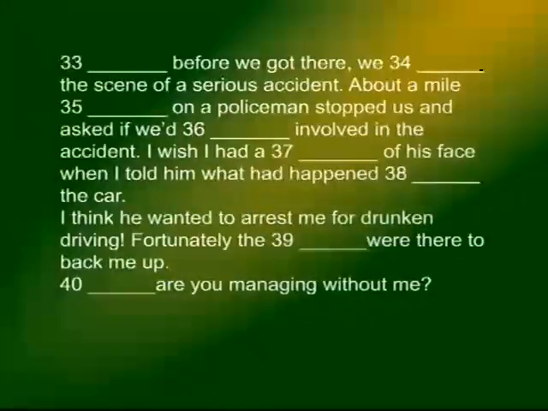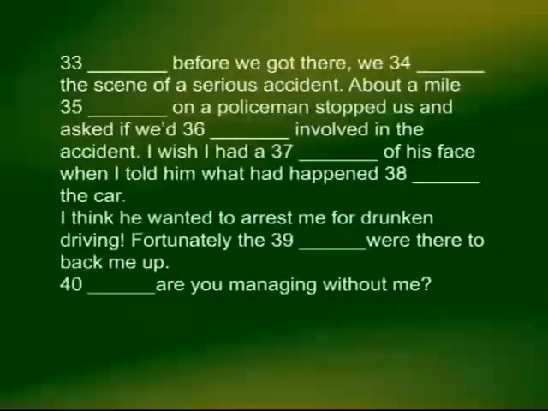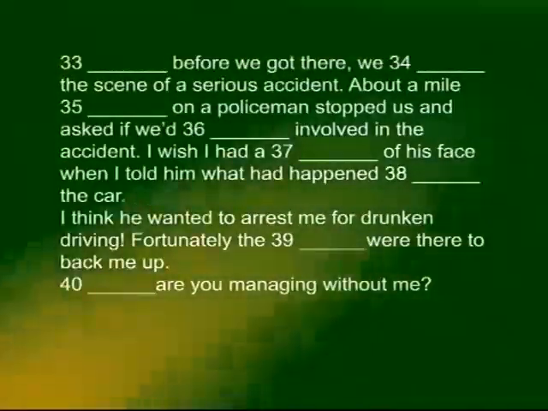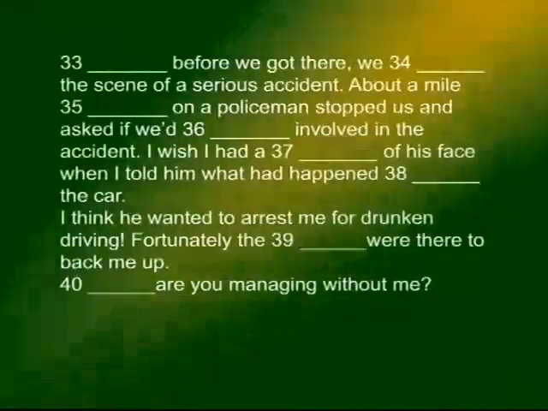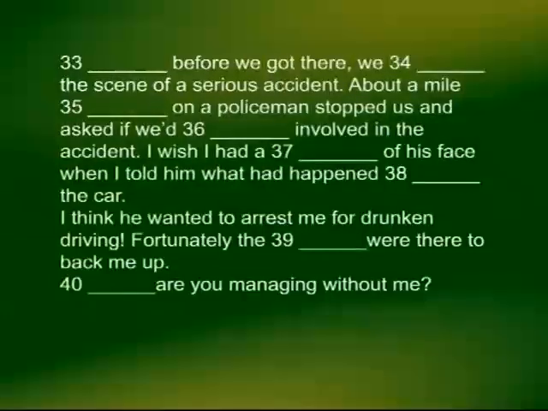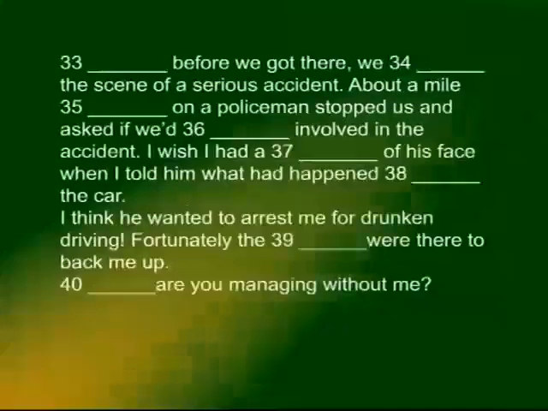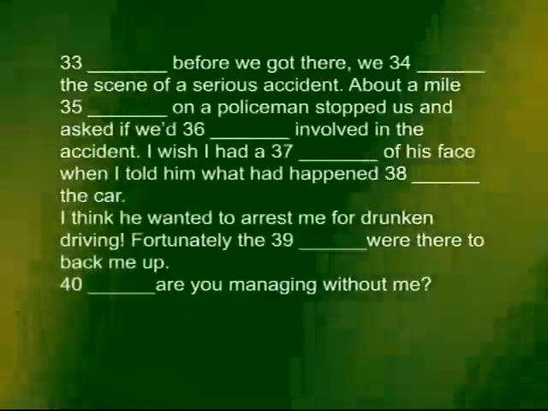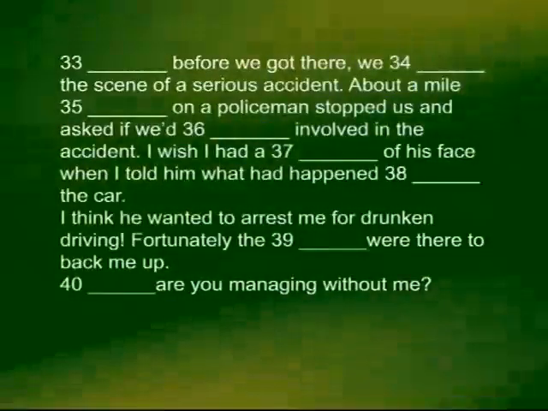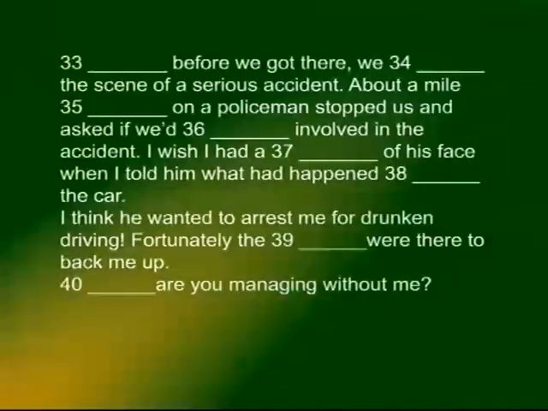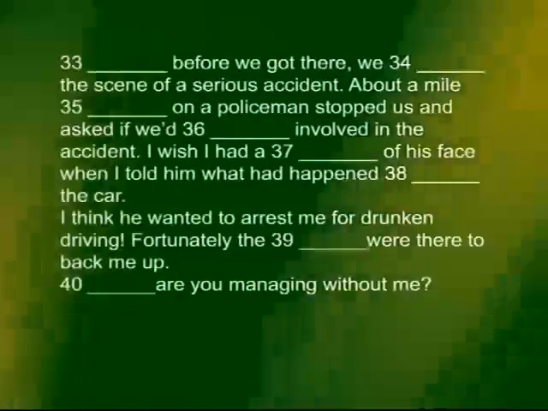Why did he ask? He asked because he saw that the car was damaged, if we'd been involved in the accident. I wish I had a picture when I told him what had happened to the car. A picture. The word is picture of his face when I told him what had happened to the car. Right?